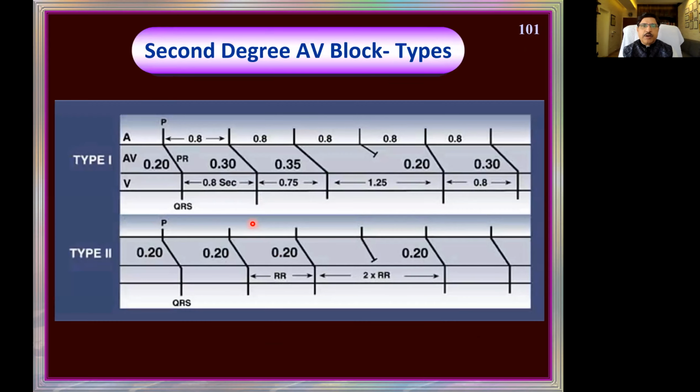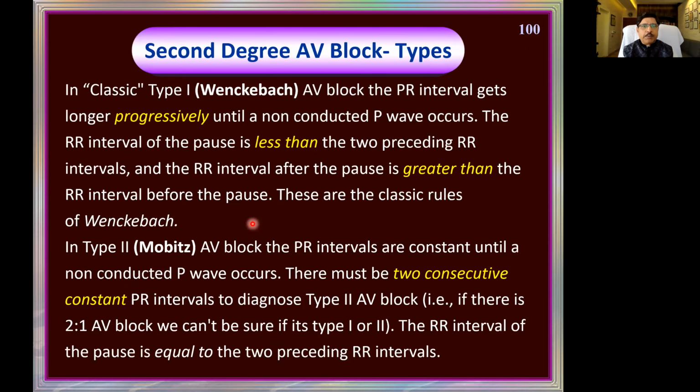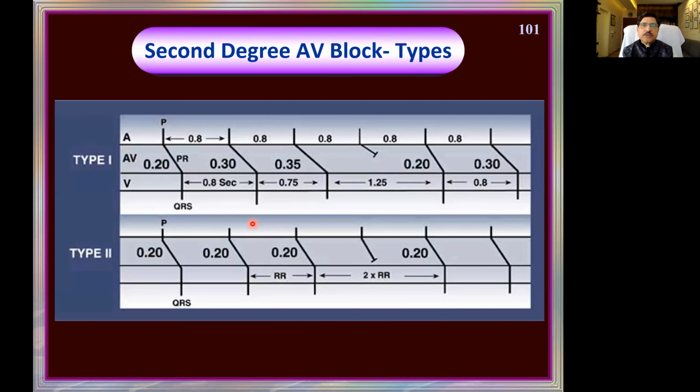Now you understood type 1. Let us look at type 2. Type 2 Mobitz block is an AV block. The PR interval is constant. There is no progressive lengthening. All the PRs are constant until a non-conducted P wave occurs. Suddenly, one QRS will be missing, and the P wave is not conducted. There can be two consecutive, that's okay. If there is a 2:1 block, the RR interval of the pause is equal to the preceding RR intervals. Let us see that. So this is type 2.